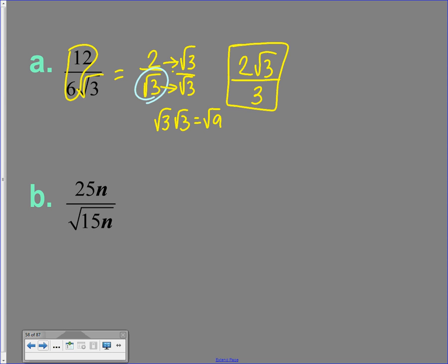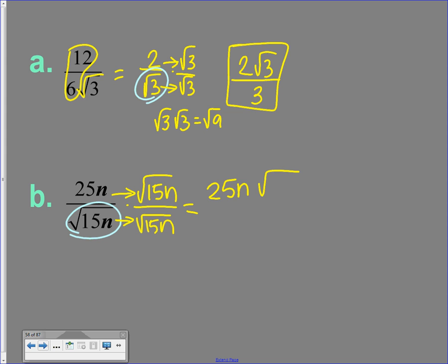All right, so we'll try example B. I've got 25n over the square root of 15n. Just like I did before, the problem is down here. So to get rid of the problem, I'm going to multiply the top and the bottom by the square root of 15n. Remember you multiply straight across, so you just put that number that was originally there in front. So I have the square root of 15n here.